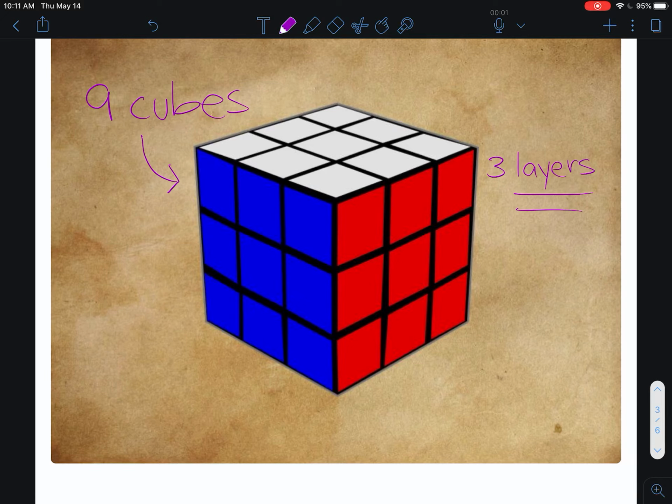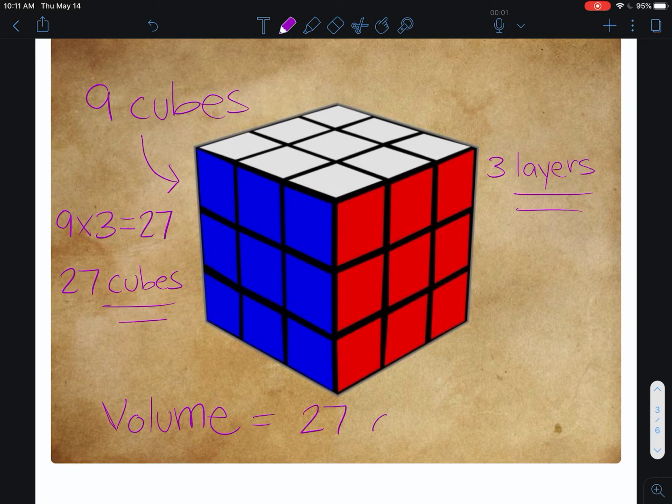So to figure out how many cubes I used all together, all I'm going to do is do this. 9 times 3. Okay, and 9 times 3 is 27. That means altogether there are 27 cubes in this rectangular prism. All right, and if I'm talking about volume, if I want to tell people what the volume of this cube is, I'd say the volume is 27 cubic units.